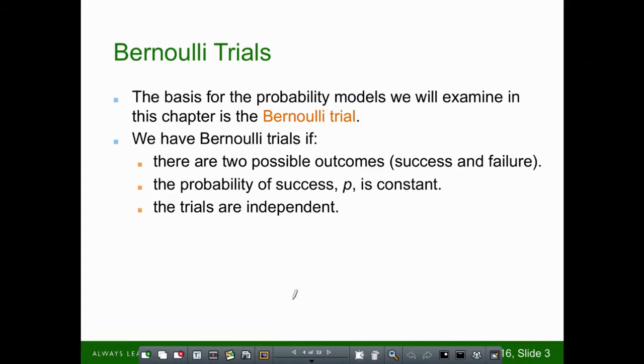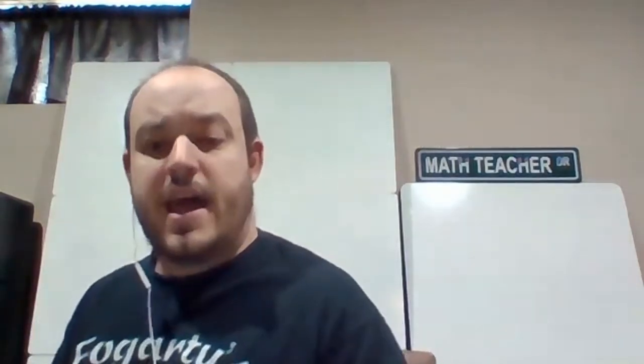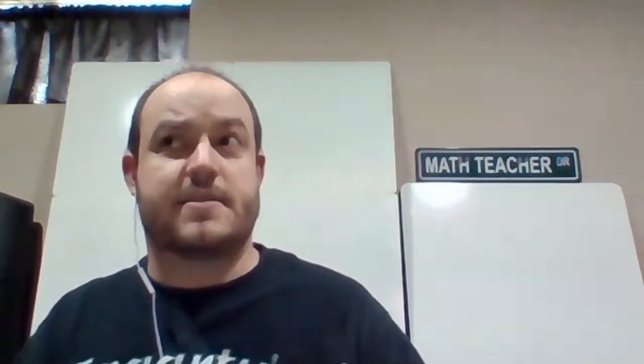So you can see here that it says the basis for the probability models we will examine in this chapter is a Bernoulli's trial. We have a Bernoulli's trial if there are two possible outcomes, a success and a failure. The probability of success, P, is constant, and the trials are independent. So, what this is actually telling us is that there are certain situations in probability that can be defined as a Bernoulli's trial. In this case, the number one thing is that when you're looking at the situation, there only can be two outcomes, success or fail.